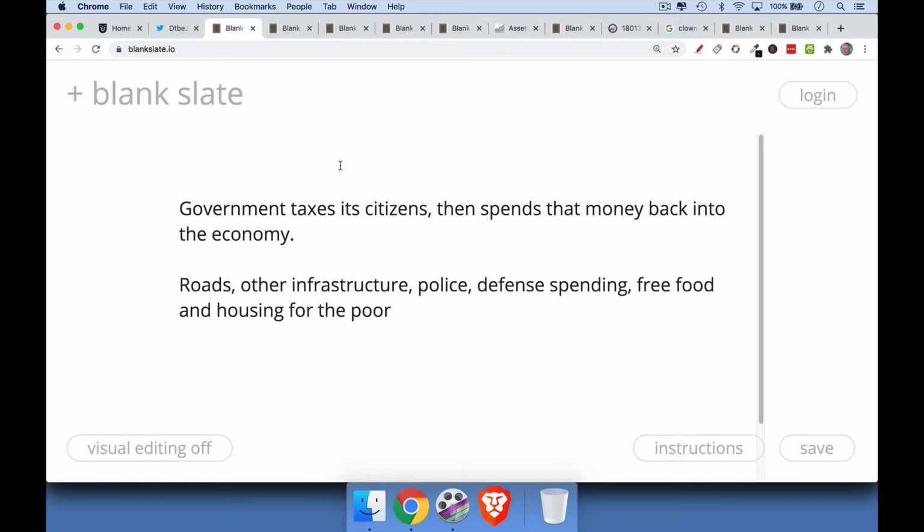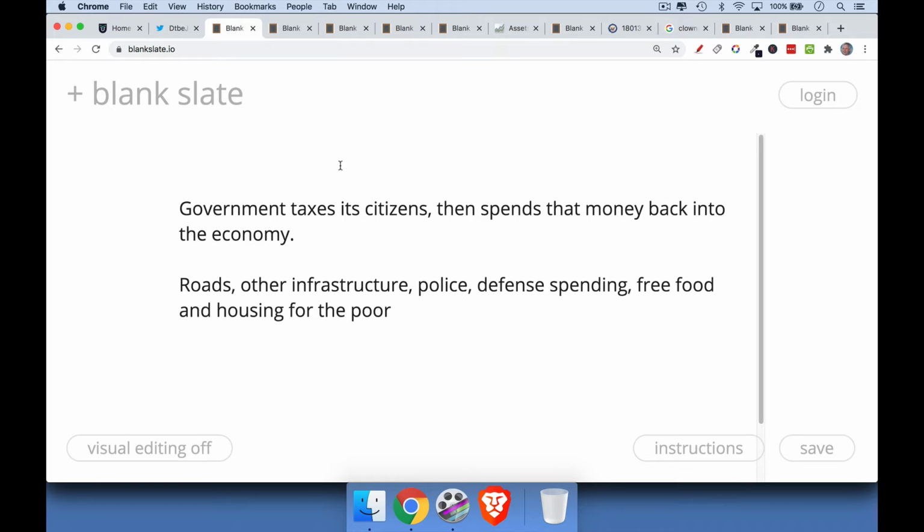So the most basic system of government is where you have a government that taxes its citizens and then spends that money back into the economy. This is the most basic form of government, where a portion of the citizen's income is sent back to the government in the form of taxes, and then it is spent hopefully to benefit the people of the country. In actual practice, it's usually diverted to help out government buddies, etc. But in an ideal version of it, it's spent on roads, other infrastructure, police, protecting the general population.